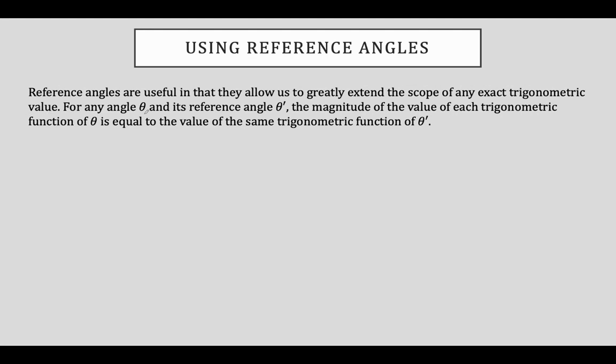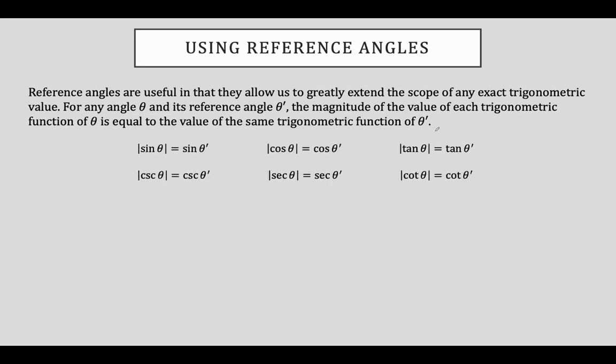For any angle theta and its reference angle theta prime, the magnitude of the value of each trigonometric function of theta is equal to the value of the same trigonometric function of theta prime. What does this mean? Well, when you hear the word magnitude in math, we're talking about absolute value.